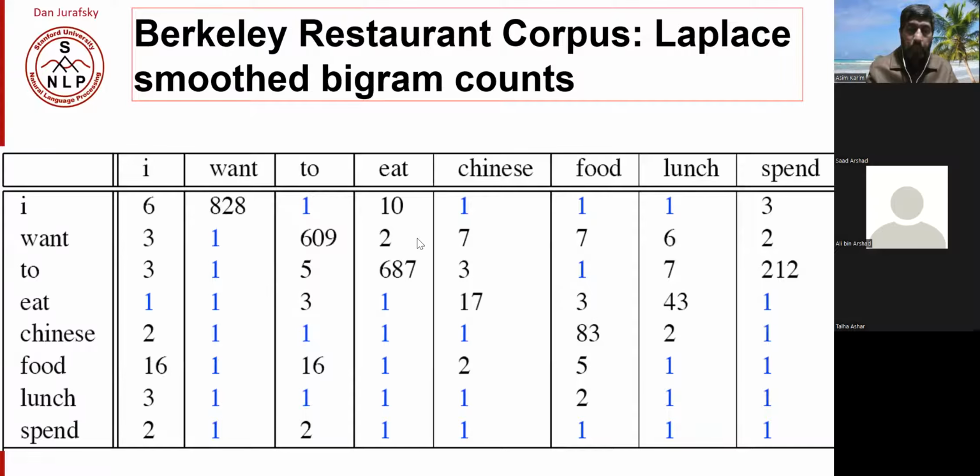And this is the bigram counts after Laplace smoothing, meaning that you have added 1 to each number. If you compare these bigrams with the previous bigrams that were in the previous slide, you will see that for each bigram, 1 has been added. Okay. So this is the Berkeley restaurant corpus bigram raw count table.